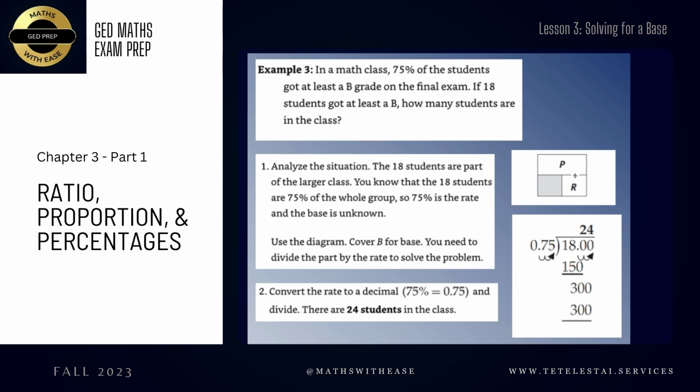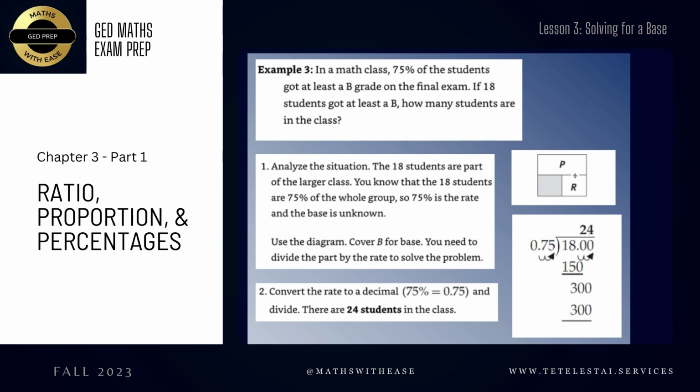So here, you want to look at the question for clues, right? It's telling you that if 18 students, so that already tells you that 18 is a part, it's not the whole, right? It's not the base. If 18 students got at least a B, how many students are in the class? And then here's your other indication. How many students are in the class is a question about the base, right? It's asking for the whole part. Exactly.